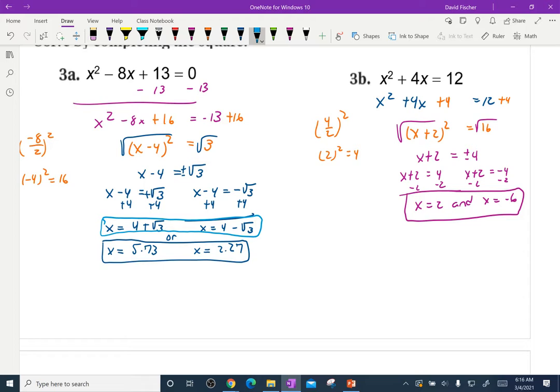All right. Over here we had square root of 16, so that was a nice perfect square, 4. So I just continue with my work. All right. Again, don't be afraid of decimals.